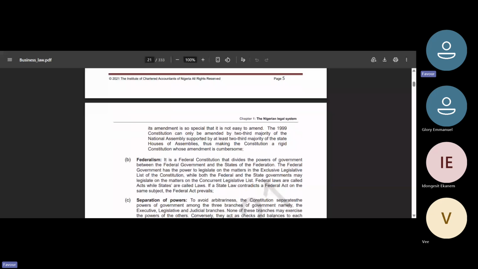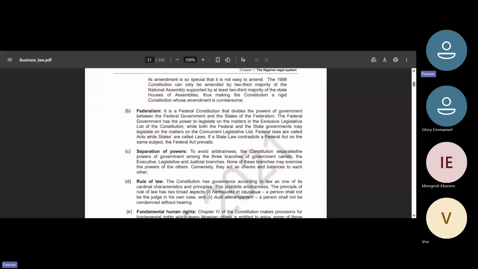Then another one is the separation of power. Don't forget, the first is supremacy, the second is federalism, and the third is separation of power. So the Constitution separates the power among the three branches of government. That is the executive, the legislative, and the judicial. We know the executive are the president, those elected into office, right? Then the legislative is the National Assembly, those that make the law. The judicial are those that enforce the law, right? So none of these has power over another. That's why the executive does not have the power to override the legislative or the judicial branch of government. So they act as check and balance of each other.